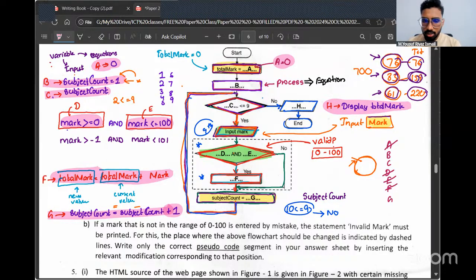Display total marks is wrong. That's not the correct name of the variable. The correct name is total mark. It's one word and it's singular. So the word spellings have to be exact. If not, you might not get marks.